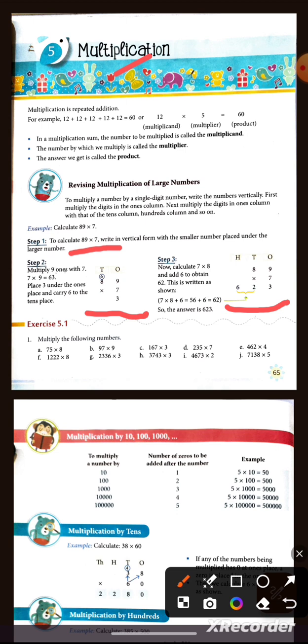Now multiply 8 by 7. 7 into 8 is 56. Plus 6 is equal to 62. So the answer is 623. I hope you got it right.